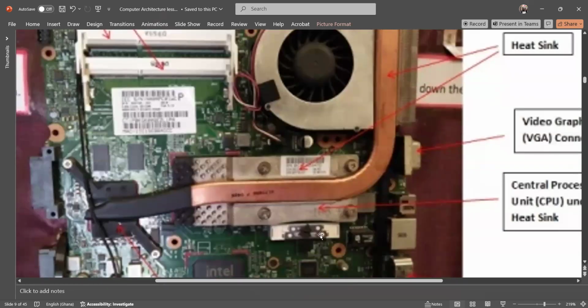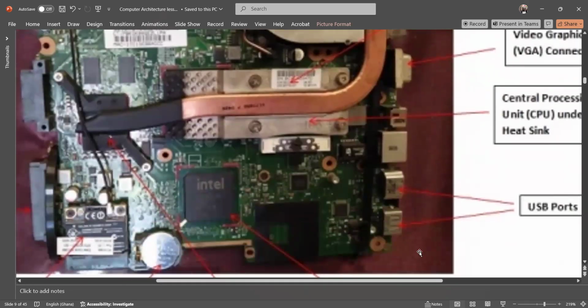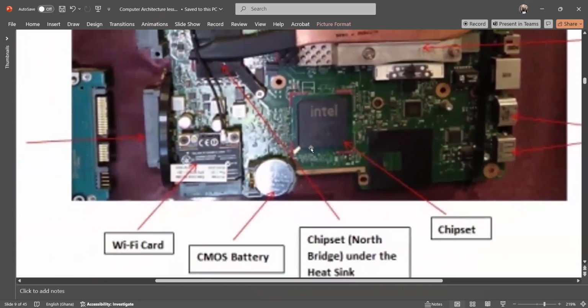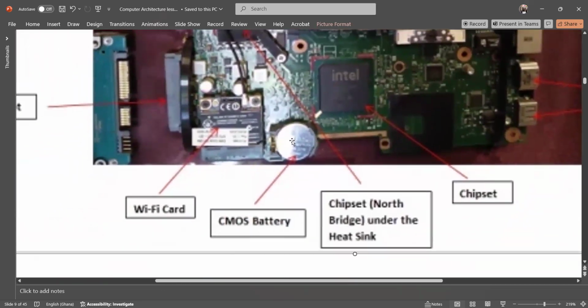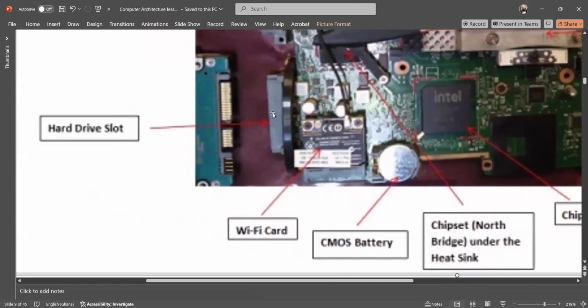Again, we have the interfaces over here for you to connect all peripheral devices or I/O devices. And then over here, we have the graphic cards and the chipsets. Over here, we have the CMOS battery to help your computer keep time. And we will see very soon that in order to measure performance, in order for the computer to work, everything is based on time. So it is very important that your computer's time is in sync so that all actions can be performed. And we will see that. Over here, I have my Wi-Fi card, and then here I have my hard disk slot.